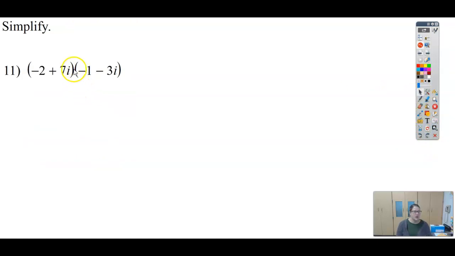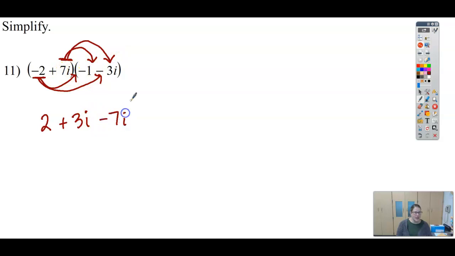So we can add them, we can subtract them. Now notice there's nothing between the parentheses, so now we're going to multiply them. And we multiply them the same way we multiply polynomials. I'm going to start with negative 2, and I'm going to distribute it into the second set of parentheses. So negative 2 times negative 1 is 2. Negative 2 times negative 3i is plus 6i. And then I'm going to move to the second term, and I'm going to distribute it through the second set of parentheses. So 7i times negative 1 is negative 7i, and 7i times negative 3i is negative 21i squared. So now we just need to simplify this.